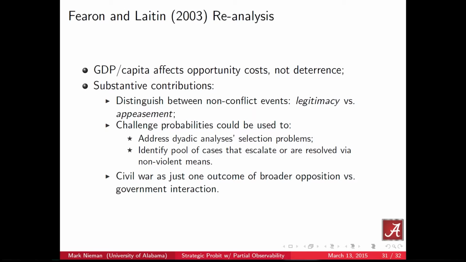that are more likely to have a conflict, and this might help us overcome some of the language issues, in that we can pinpoint cases that tell us what languages we need to use or which newspapers might be most appropriate. And finally, this lets us look at civil wars as just one broader outcome of opposition and government interaction, and that there's a selection effect here that is strategic.